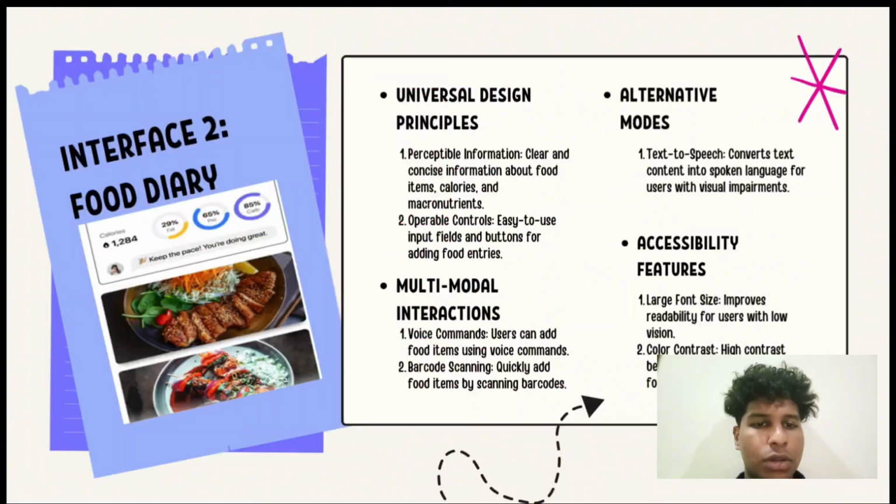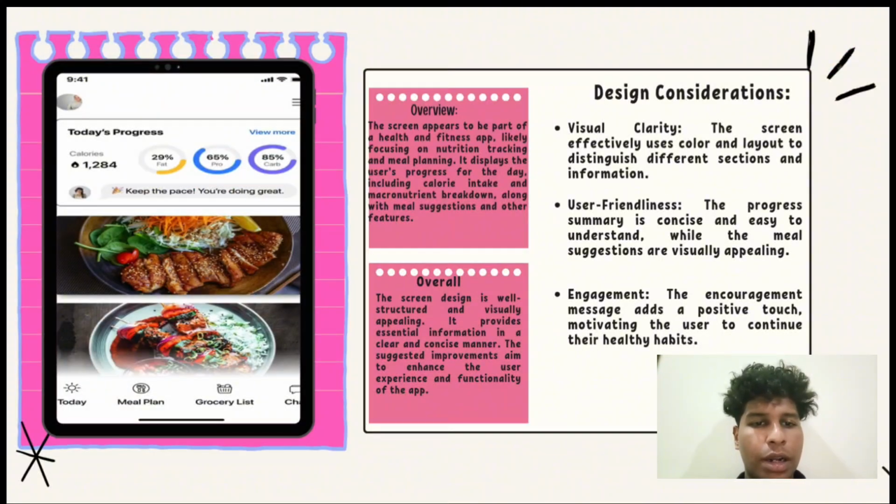So the screen appears to be a part of a health and fitness app, likely focusing on nutrition tracking and meal planning. It displays the user's progress for the day, including calorie intake and macronutrient breakdown, along with meal suggestions and other features. Overall, the screen design is well structured and visually appealing. It provides essential information in a clear and concise manner. The suggested improvements aim to enhance the user experience and functionality of the app.